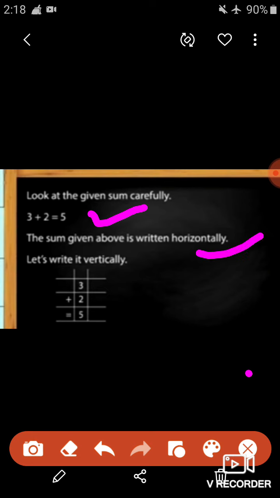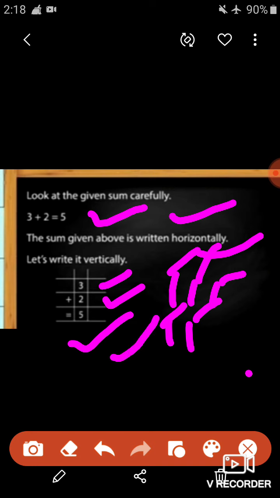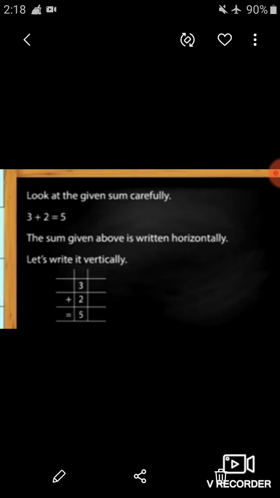Now let's write it vertically. So students, first of all we have to write 3, then plus 2. So when we add 3 and 2, we get the total number 1, 2, 3, 4 and 5. So students, we get the number 5. So this is the horizontal form of addition and this is the vertical form of addition. So I hope you understood.